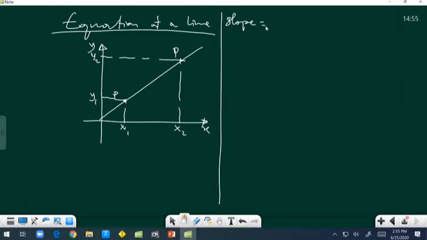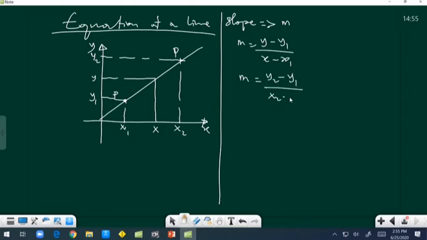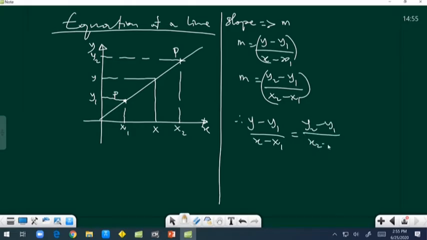What will be the slope? Let me say that there is a point here, where here is x and here is y. So we can use this and say the slope is equal to m. So m is equal to y minus y1 over x minus x1. And that same m is equal to y2 minus y1 over x2 minus x1. So we can equate these two, and we have our slope concept. y minus y1 over x minus x1 is equal to y2 minus y1 over x2 minus x1.